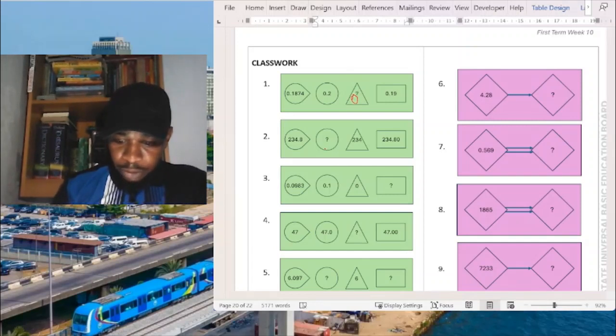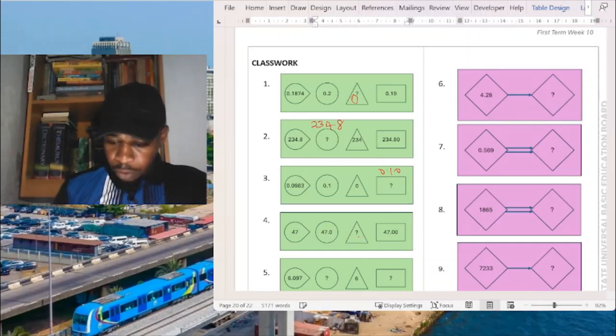For number 2, the second exercise, we're going to round off to one decimal place. And that's 234.8. To one decimal place is still 234.8. So 234.8. And if we move on to number 3, to the rectangle, that has to be to two decimal places. And if you look at this, it's going to be 0.10, because when you round off 0.0983 to two decimal places, you get 0.10.